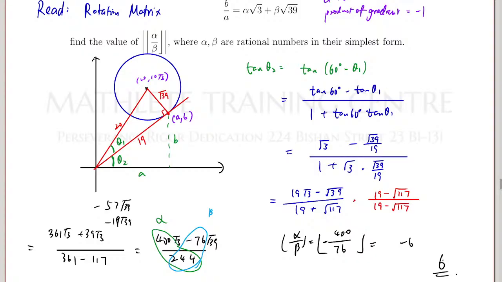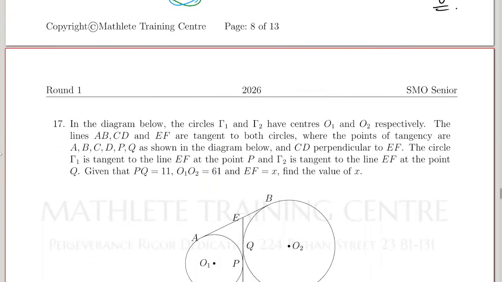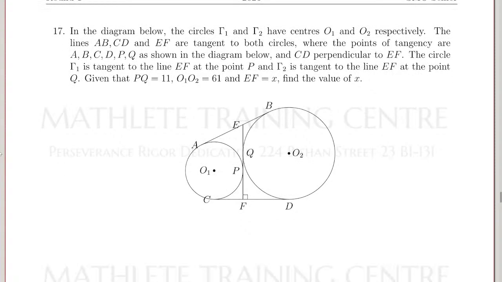Okay, let's continue on. Question number 17. In the diagram below, we have two circles, centered at O1, O2. They have two common external tangents. In fact, three common external tangents, but this is a right angle. Right. So immediately, when I'm looking at this diagram and seeing that PQ equals 11, I'm tempted to draw out something. Tempted to draw O1P and O2Q. And not just these two lines, I'm tempted to draw out more. I'm tempted to draw out O1C and O2D. I can get two squares, right?